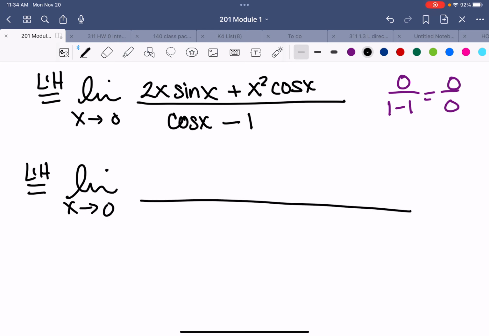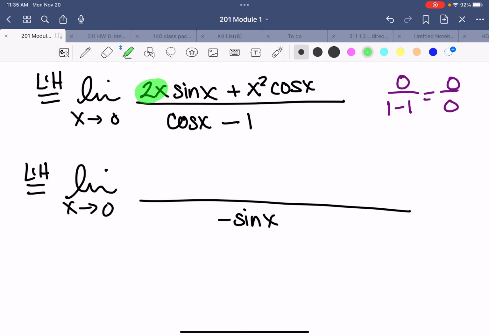This time the bottom is not super complicated. The derivative of cosine is negative sine x. The bad part about that is that when you plug in 0, you're still going to get 0. So we're probably going to have to go one more time. My derivative of minus 1 is 0. Okay, but the top is 2 product rules. So I've got these two, function 1 and function 2. And I've got these two, function 1, function 2.